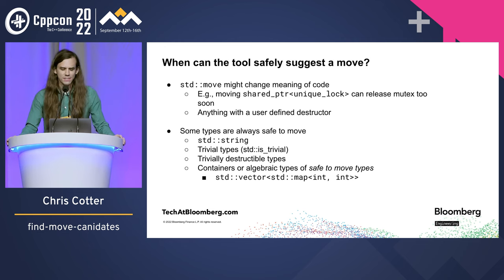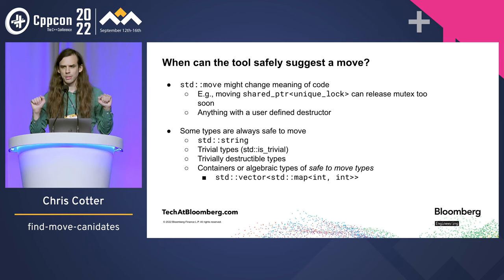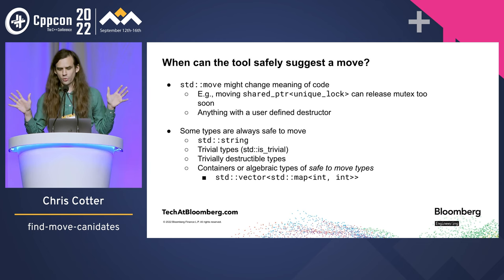We have to be careful. There could be something kind of silly, again maybe contrived, like a shared pointer to a unique lock. If I move that a little bit too early, I'm going to probably release the mutex a little bit too soon. And that'll be disastrous for my program. So we don't want to move anything which has a user-defined destructor. Types which are safe to move, that a tool can automatically detect 100% safely, are, let's just start simple, string.